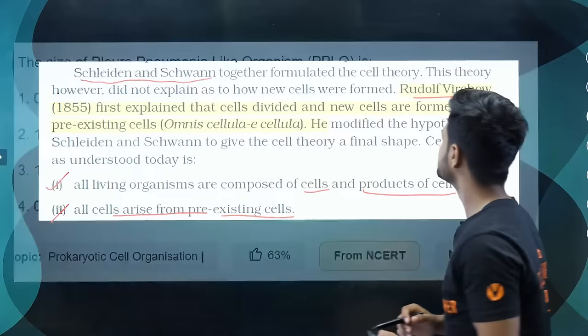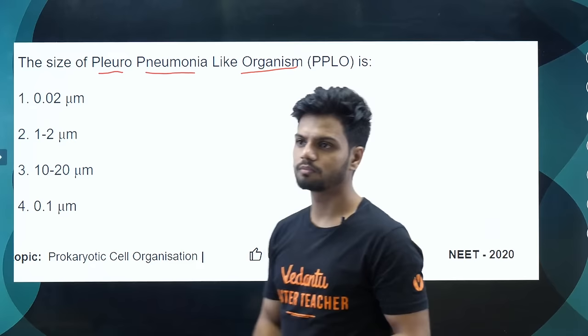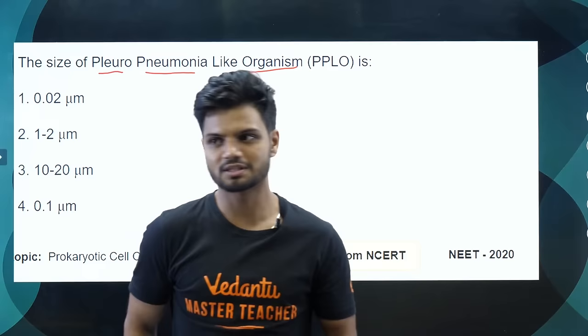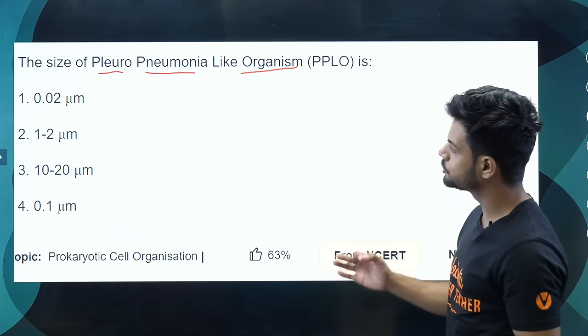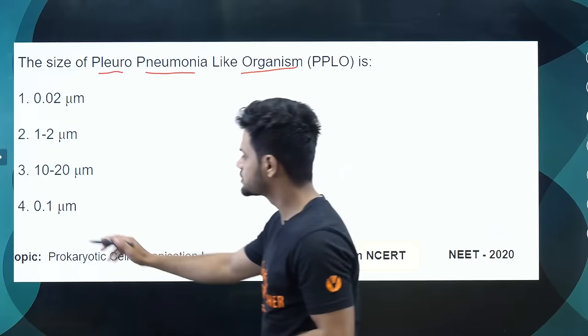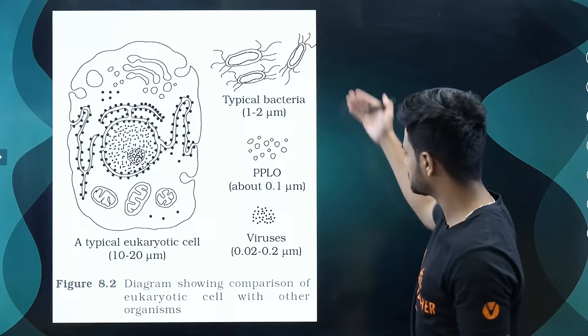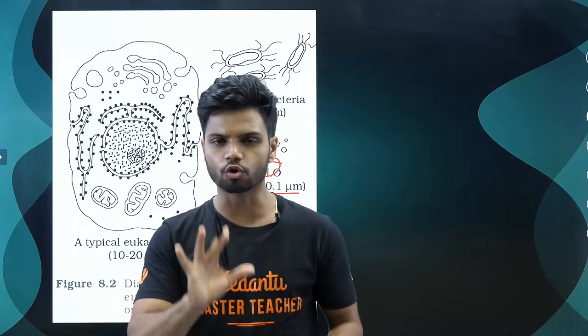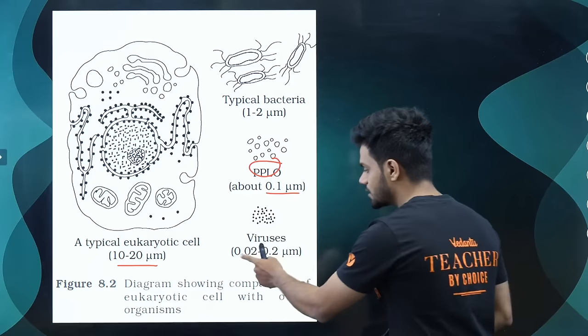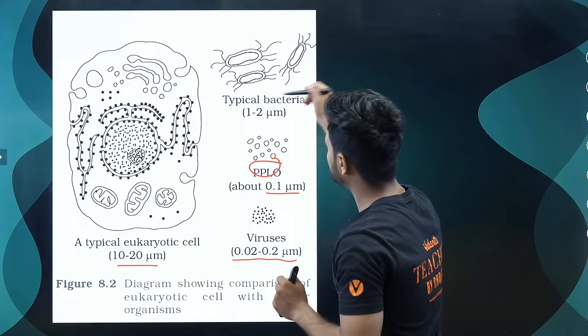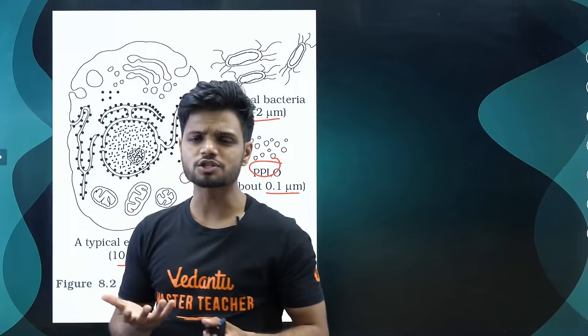Next question. What is the size of pleuropneumonia-like organisms, PPLO? Simple question, simple answer. Options: 0.02 micrometers, 10 to 20 micrometers, 0.1 micrometer. The answer is 0.1 micrometer. Can you see the diagram? PPLO, 0.1 micrometer. A typical eukaryotic cell is 10 to 20 micrometers. A virus is 0.02 to 0.2 micrometer. A typical bacterium is 1 to 2 micrometers. They can ask you any of such questions, so you should know each and every one of them.